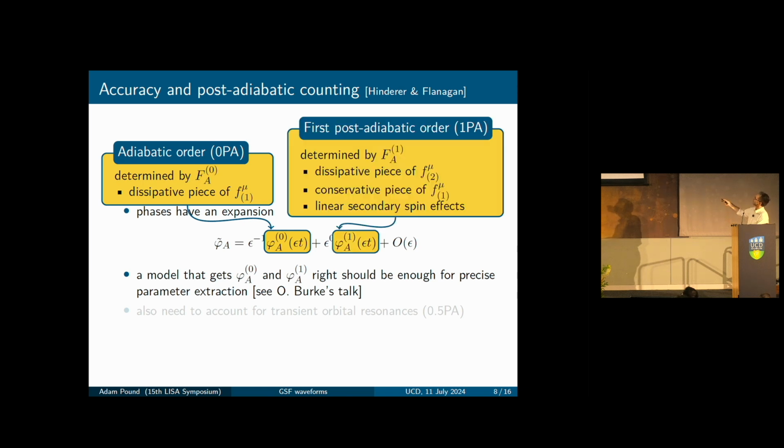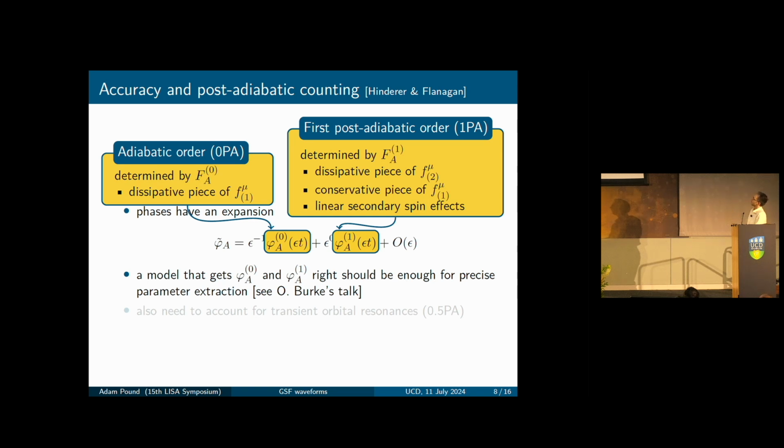The next term is called first post-adiabatic, or 1PA. For that, you need the subleading forcing function in those ODEs I showed you. And to get that forcing function, you need the dissipative piece of the second order self-force, which means you need to solve at least part of the second order Einstein equation, so second order in the mass ratio. You also need the full conservative self-force, first order, and secondary spin effects enter exactly at this order, but you only need them to linear order in the spin.